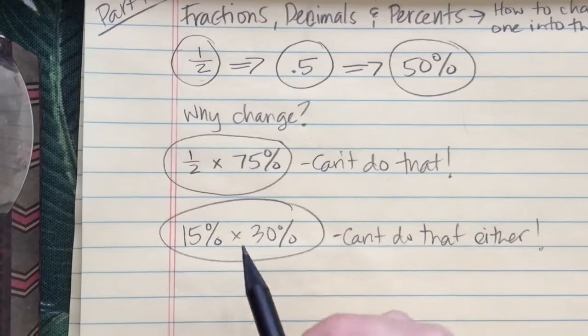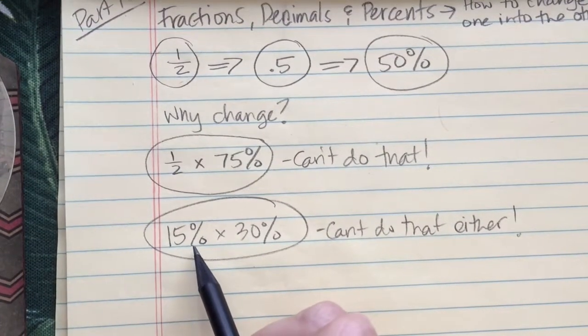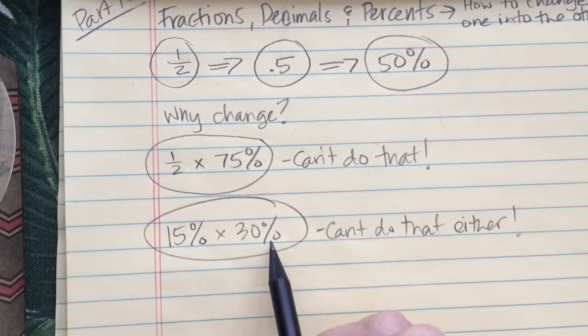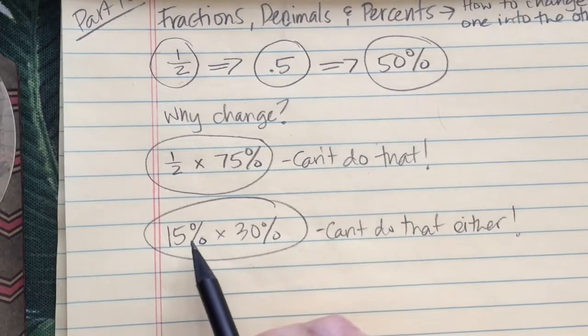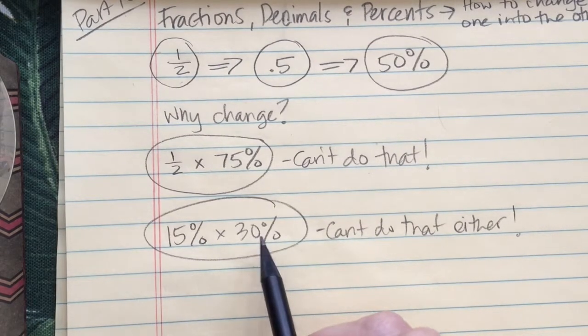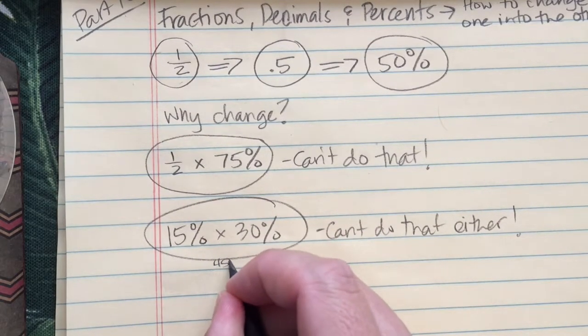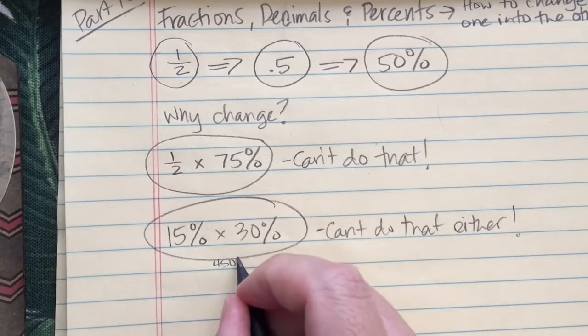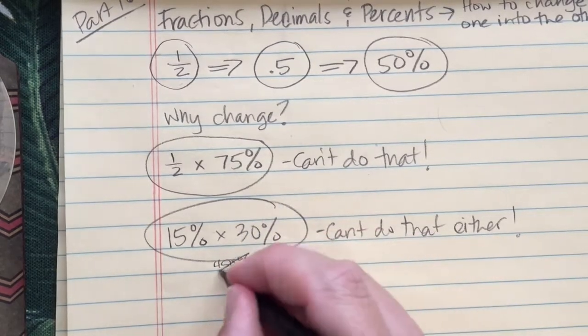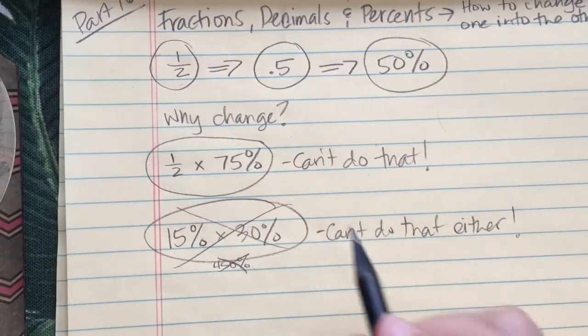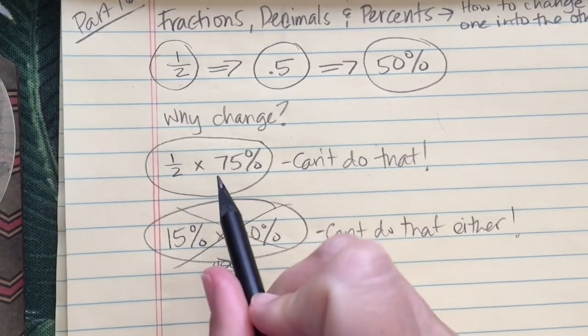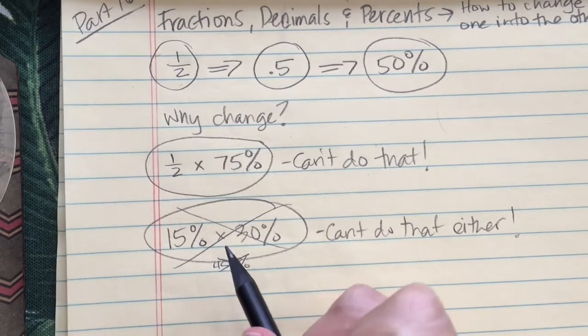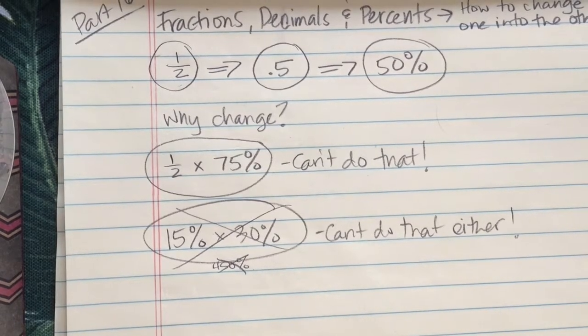Which leads me to my next point. We can't do a percent times a percent, okay? Because 15 times 30 is 450, and this is not supposed to be 450%. So don't do that, that's bad. So don't do either of these things. We need to learn how to change one into the other, and that's what we're going to talk about today.